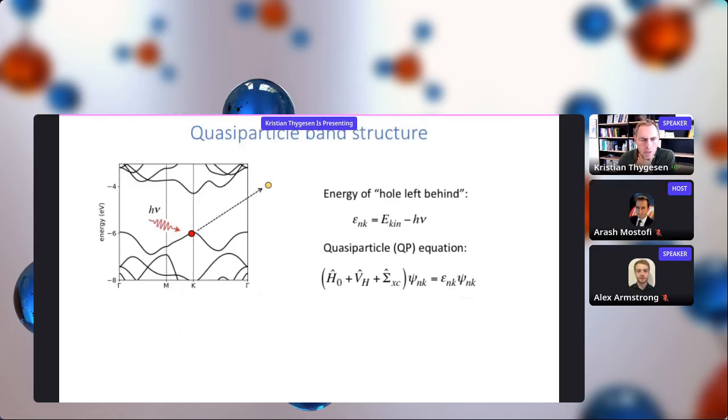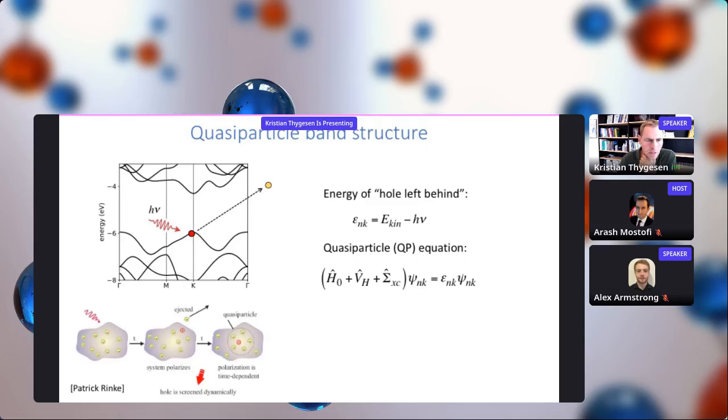All right, so let's take a look at how the quasi-particle band structure is actually defined, and this is important in order to understand how dielectric engineering works. If we want to measure band structure, we can use photoemission, inverse photoemission, to shoot in photons, and the electrons come out, and we measure their kinetic energy and momentum, and from that we can deduce the energy of the hole left behind. So that would be the valence states. And to calculate that, we solve the so-called quasi-particle equation that you can see here.